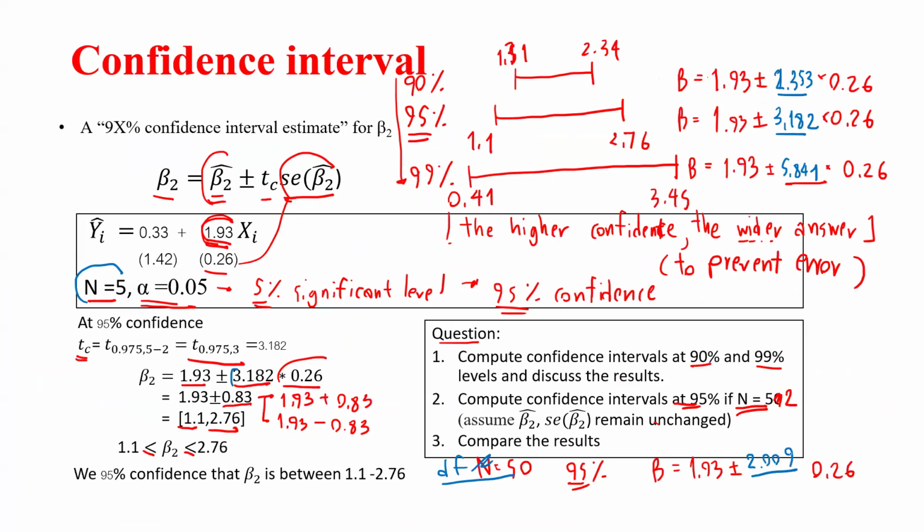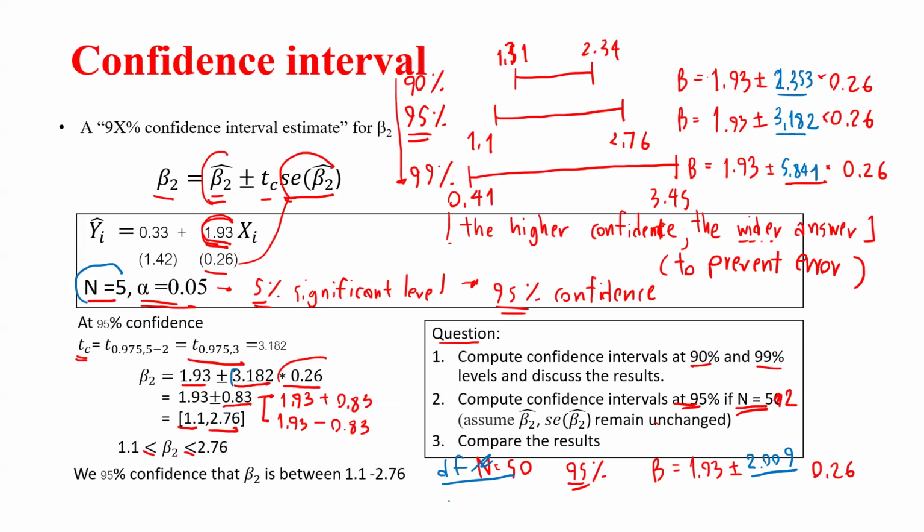2.009. Without any calculation, what can we conclude? The relationship between the number of observations and the confidence interval. Do not do calculation, just see. Narrower. Yes, that's good. That's the point.